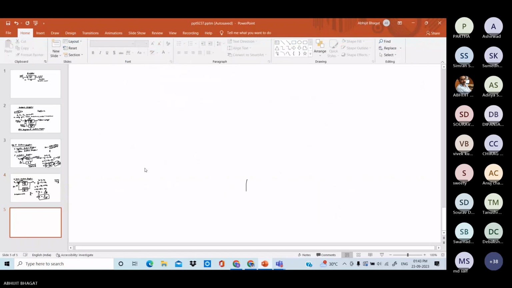Next is effect of feedback amplifier. Effect of feedback amplifier.